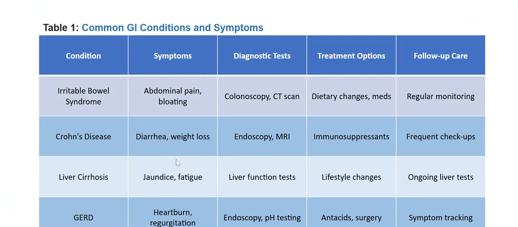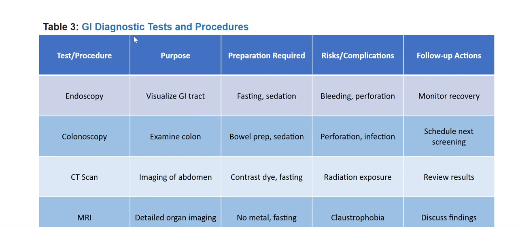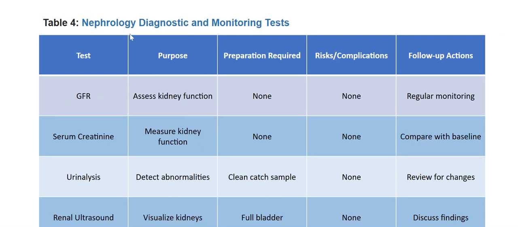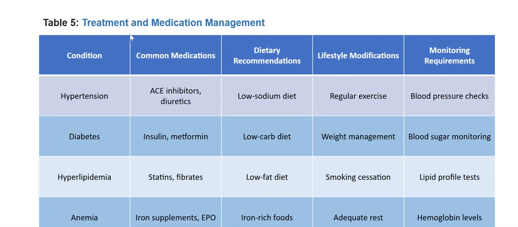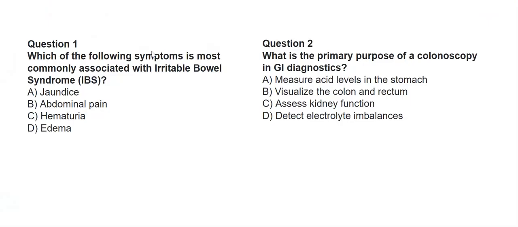Next, we have the summary tables. Here we have a table of common GI conditions and symptoms, a table on common nephrology conditions and symptoms, a table on GI diagnostic tests and procedures, a table on nephrology diagnostic and monitoring tests, and a table on treatment and medication management. Then next we will revise what we have covered through this lecture via some MCQs, or multiple choice questions.